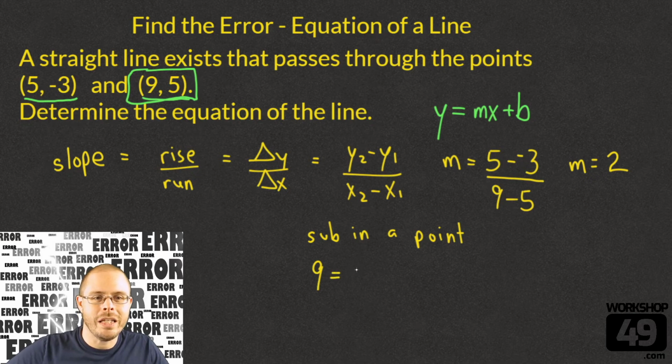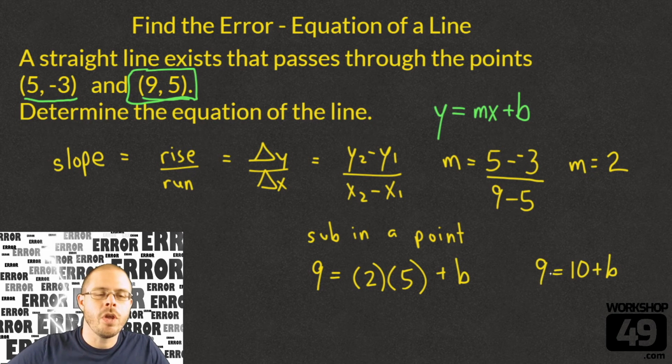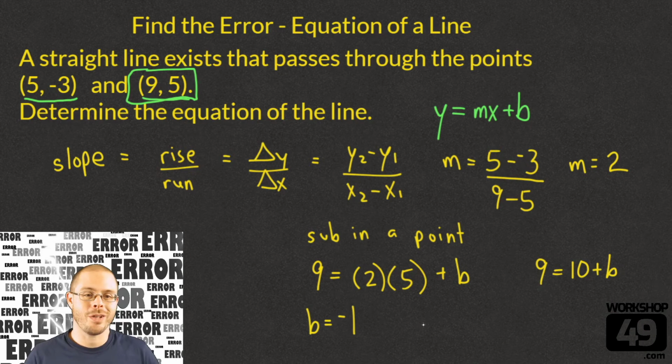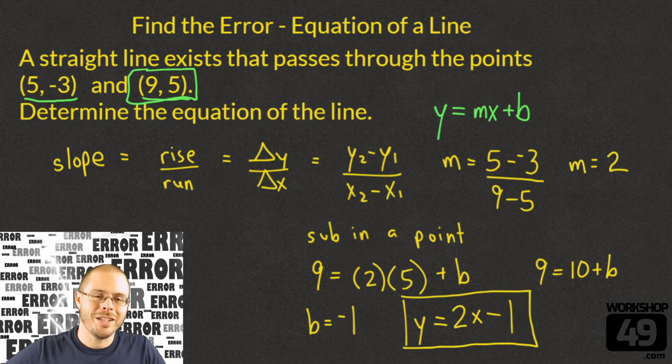So we have 9 equals our slope value, that's 2, multiplied by 5, plus our b value. And we can do that 2 multiplied by 5, so we get 9 = 10 + b. We can subtract 10 from both sides, and we end up with b = -1. Now we have our slope, now we have our y-intercept, so y = 2x - 1. And that is how I incorrectly solved the equation of a line.